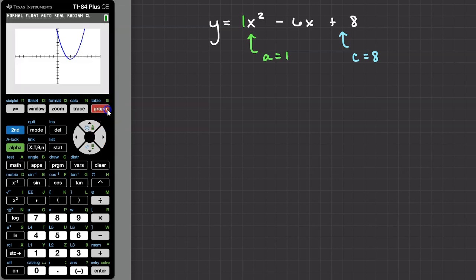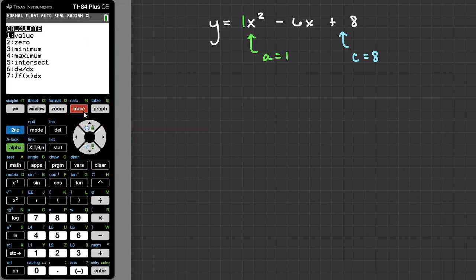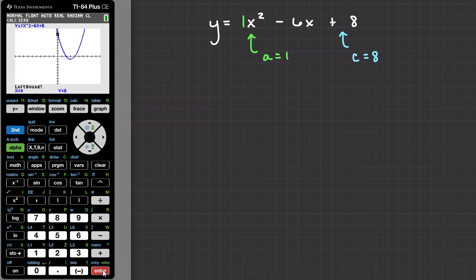Let's hit graph again. From the graphing screen, we can hit second, trace, and we can look for the values called the zeros. That's option number 2. Select 2, then enter. The calculator asks for a left boundary. Specifically, we're looking for a point that is to the left of one of the x-intercepts. Let's focus first on this value at x equals 2. I'm going to set my cursor to the left of that value, or above it, then hit enter.